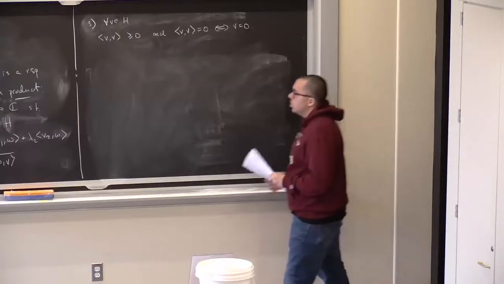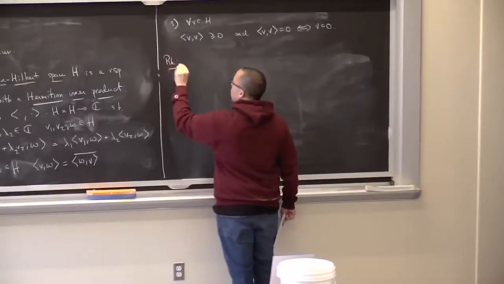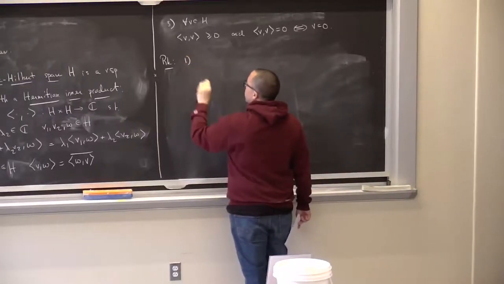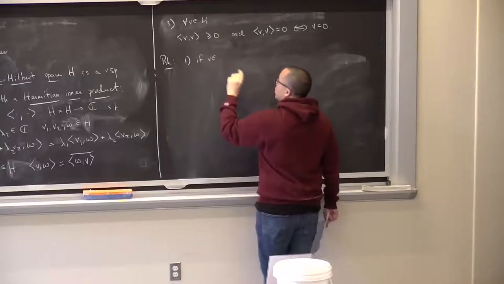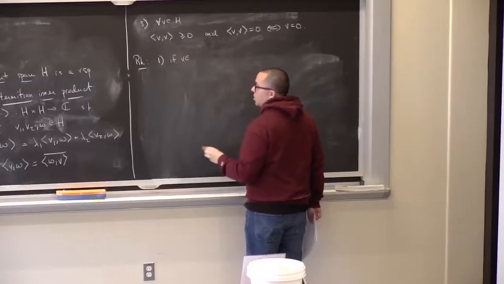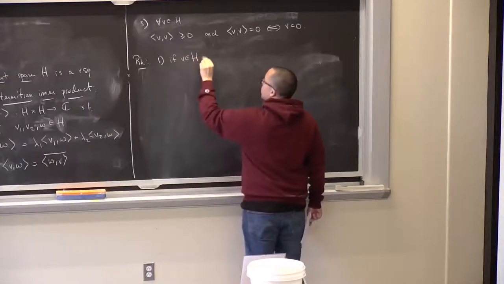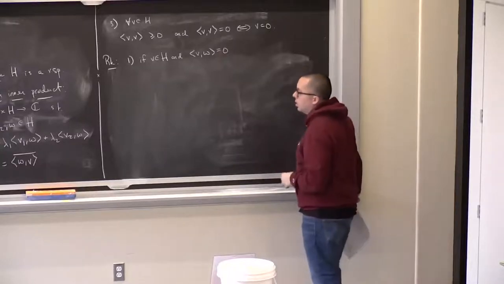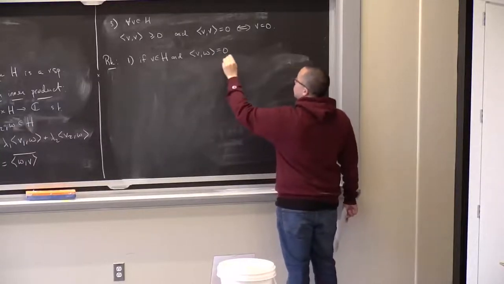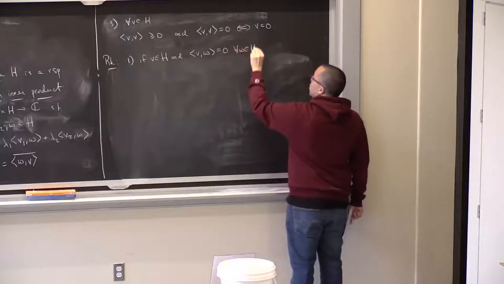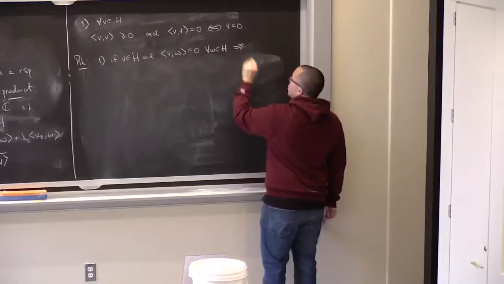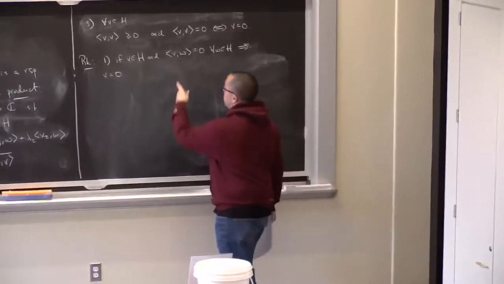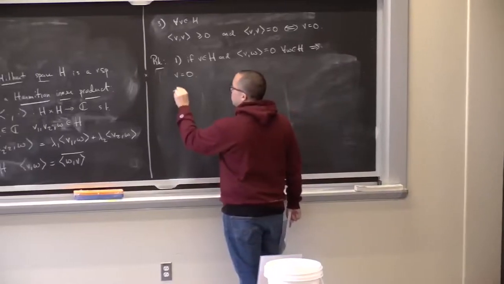Okay, so let me make a couple of remarks. First off, let's say this is remark one. The third quantity does imply that the only thing orthogonal to everything in the space is a zero element. So if v is in H and v is orthogonal to everything, I keep using the word orthogonal, I should just say inner product with zero. It gives me zero for every element. This implies that v equals zero. And of course, the converse applies too. If v is equal to zero, then the inner product with zero and every element is zero, just by linearity.